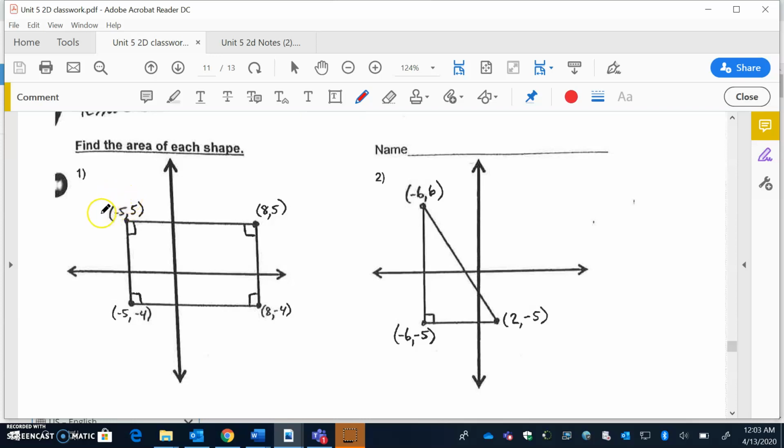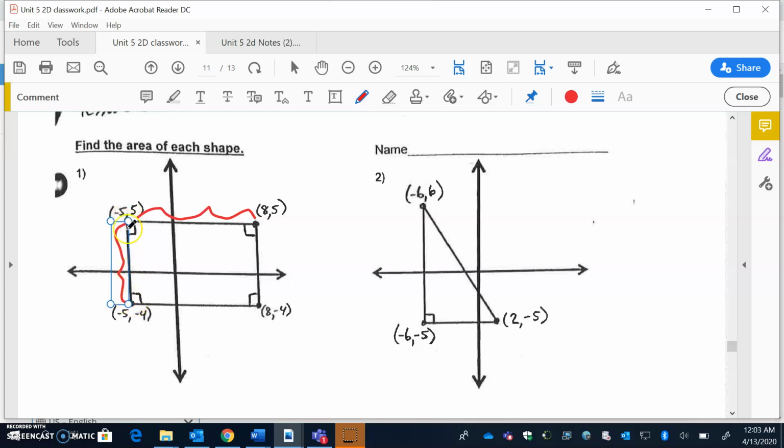So if I look at this very first one here, if I want to figure out the area of the rectangle, I'm going to know how tall it is, and I'm going to need to know how wide it is. Now, it doesn't matter if I figure out the top or the bottom, the left or the right. That's the whole point of a rectangle. Opposite sides have the same length. So I'm just choosing this one on the left-hand side.